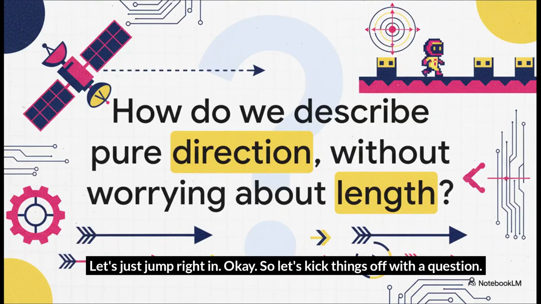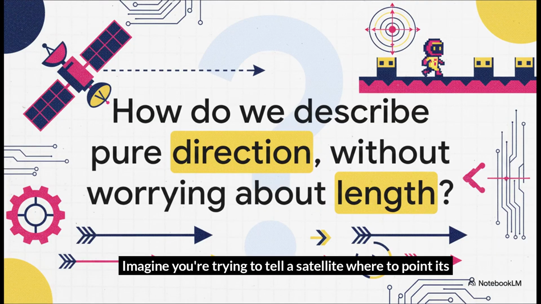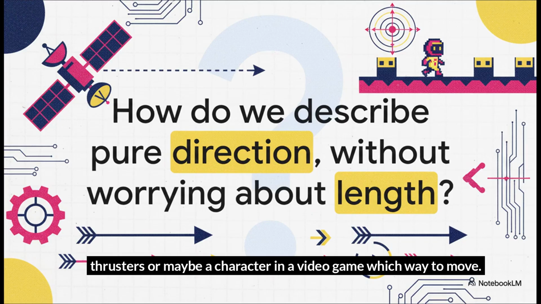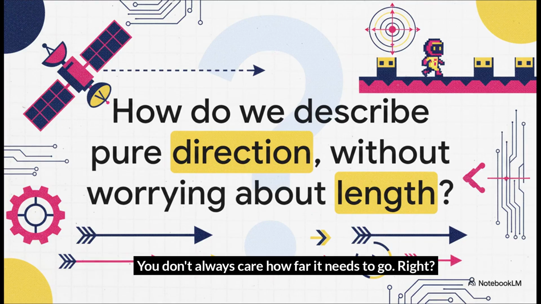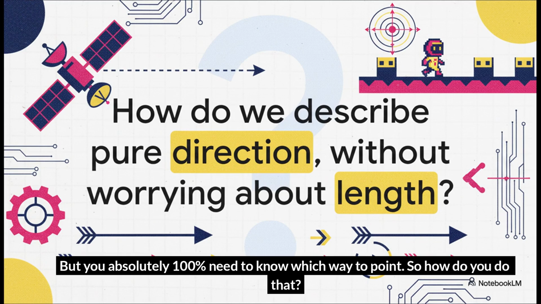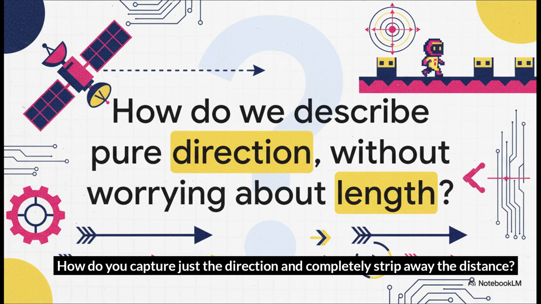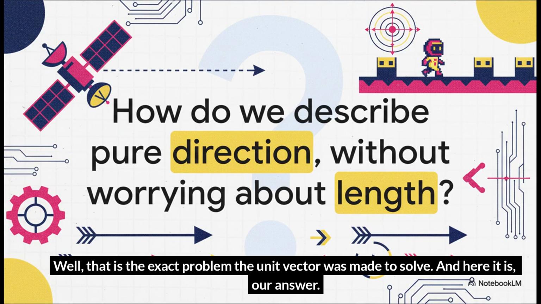Okay, so let's kick things off with a question. Imagine you're trying to tell a satellite where to point its thrusters, or maybe a character in a video game which way to move. You don't always care how far it needs to go, right? But you absolutely 100% need to know which way to point. So how do you do that? How do you capture just the direction and completely strip away the distance? Well, that is the exact problem the unit vector was made to solve.